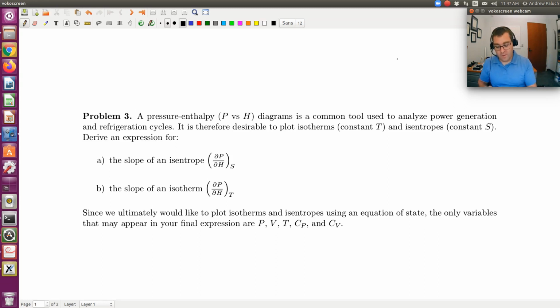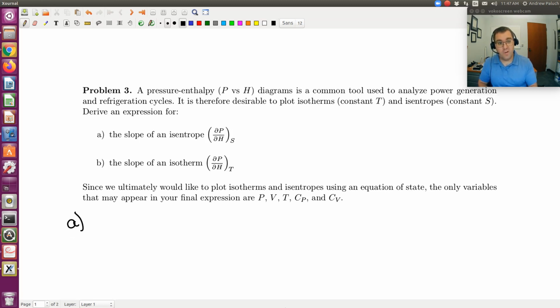So if I'm looking at A, and I want to get dP/dH at constant S, do I have a heat capacity relationship or a Maxwell relationship? I certainly know I don't have a heat capacity relationship. Do I have a Maxwell relationship? No, because my Maxwell relations relate S to P, V, and T. So what am I going to do?